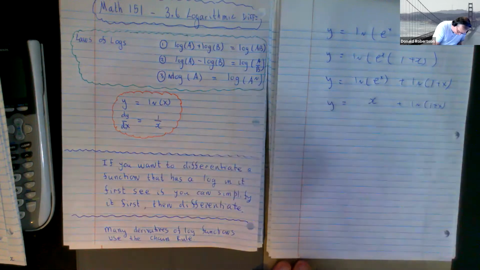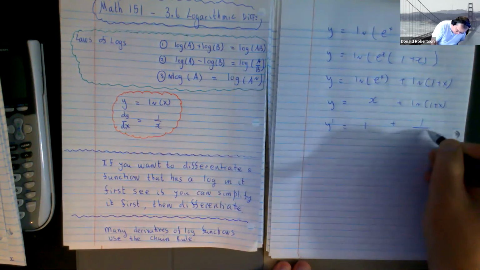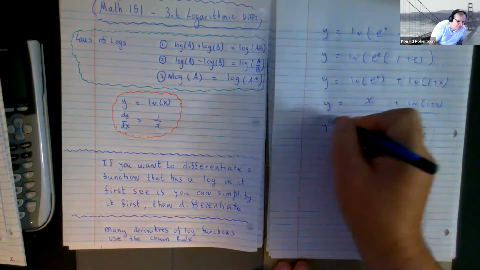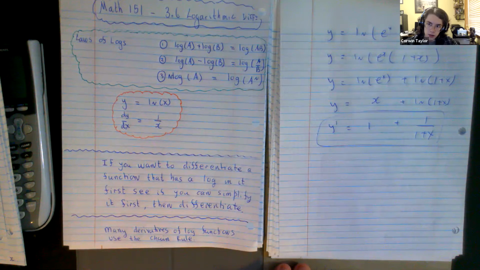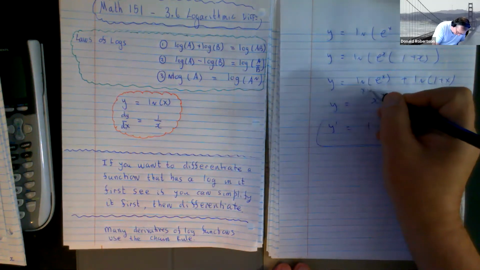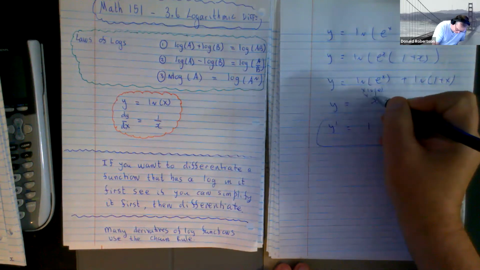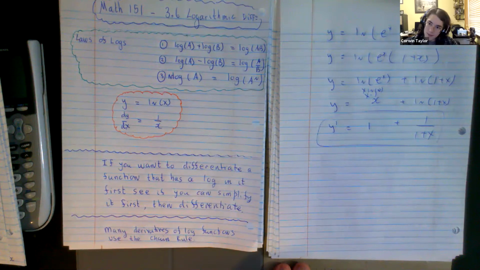Oh, derivative. 1 plus that guy. See how easy the derivative was? Wait, why is 1 to the x x? That's not 1 to the x. It's x log e. So it's x times 1. So the 1 was 1 times x. Right?